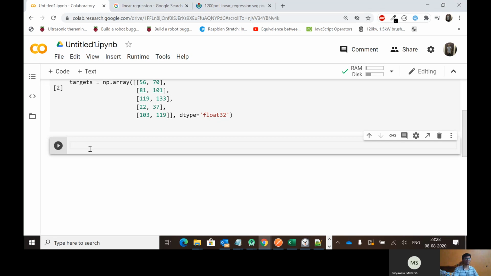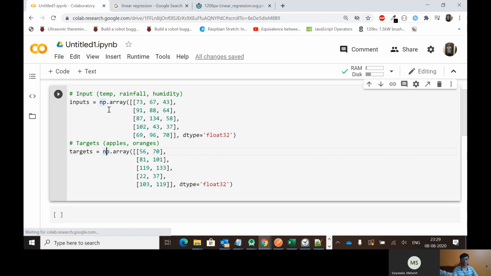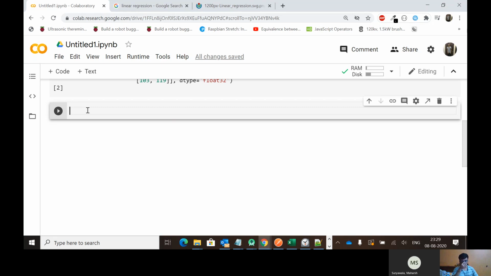Initially, as I told, we will take the values of weights in a random manner. But before that, we need to convert these NumPy arrays to tensors. Now, what is a tensor? A tensor can be numbers, a vector, an array, a matrix, anything. We convert to tensors so that we can use the various operations Torch has to offer us.